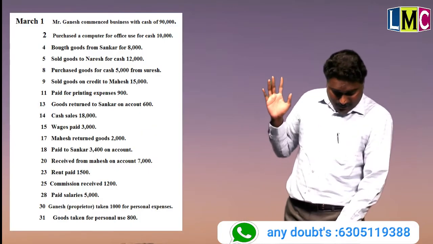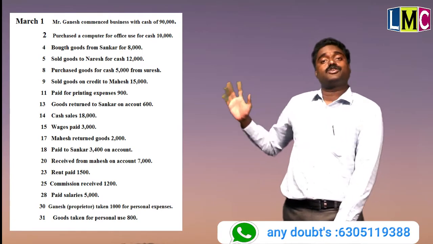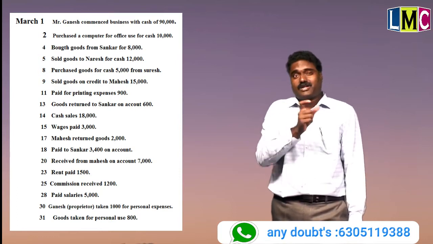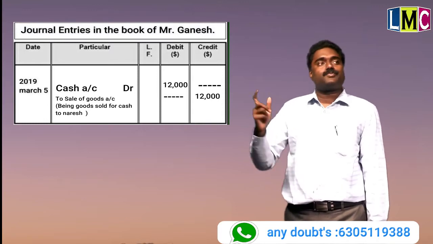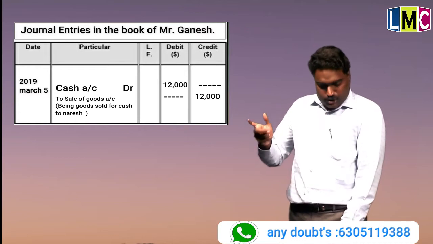The next transaction is on the 5th. Sold goods to Naresh for cash 12,000 rupees. Here what happened? The name has come. It's a credit transaction, but it's also mentioned cash in the transaction. So it's purely a cash transaction. Is that clear? So sold goods to Naresh.